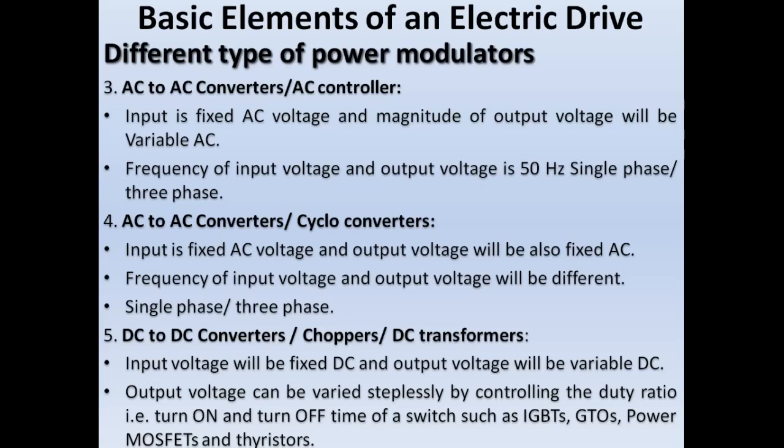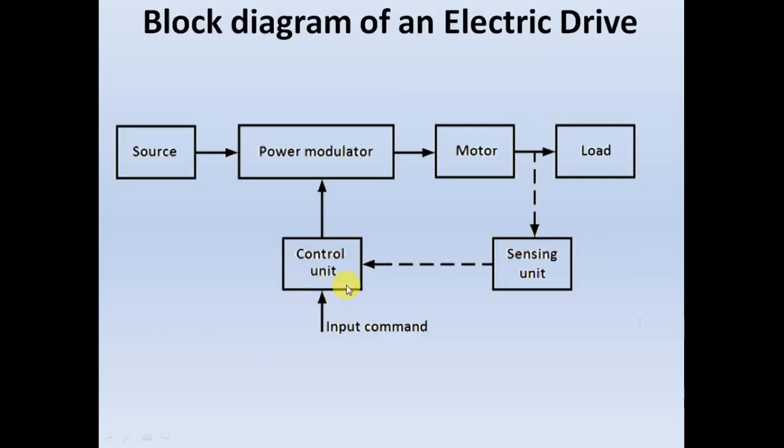A specific type of power modulator among them is chosen depending upon the type of source and the type of machine or motor which we are using in the drive. The next major element in the block diagram of an electric drive is the control unit. This control unit is a low power complex circuitry fed by a low voltage supply. It mainly consists of a firing circuit made up of linear and digital integrated circuits and transistors. When sophisticated control is required, we will be using either DSP controllers or microcontrollers.